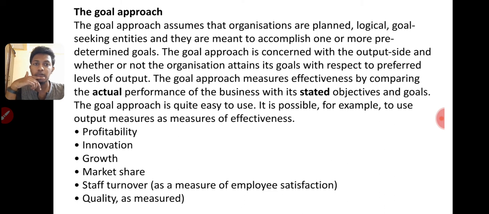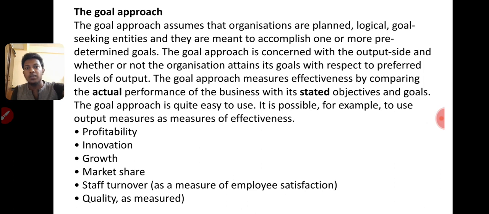The goal approach is quite easy to use. It is possible, for example, to use an output measure of effectiveness. So goal achievement means we have to set a goal for each and every activity. Our product quality should be like this, our profit should be this, our growth should be this. Each and every month we will see whether we have achieved this. Based on that, our activities and processes will be changed in order to achieve it. That's why these measurements are given here.